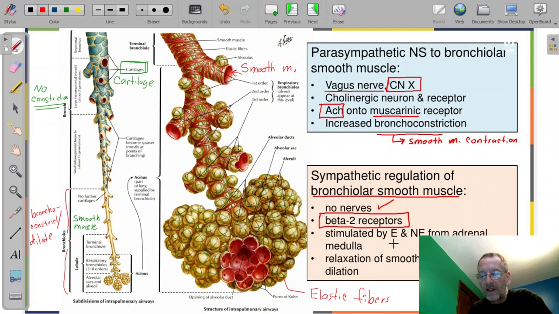So beta-2 receptors are stimulated by epinephrine primarily, and some norepinephrine from the adrenal medulla, and those travel through the blood. So they're acting as hormones. They bind to the beta-2 receptors and cause relaxation of the smooth muscle, which leads to bronchodilation. The next slide gives you an opportunity to practice that.